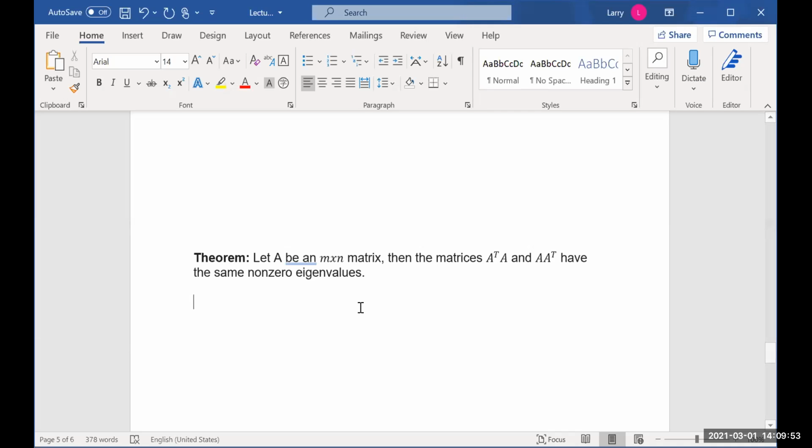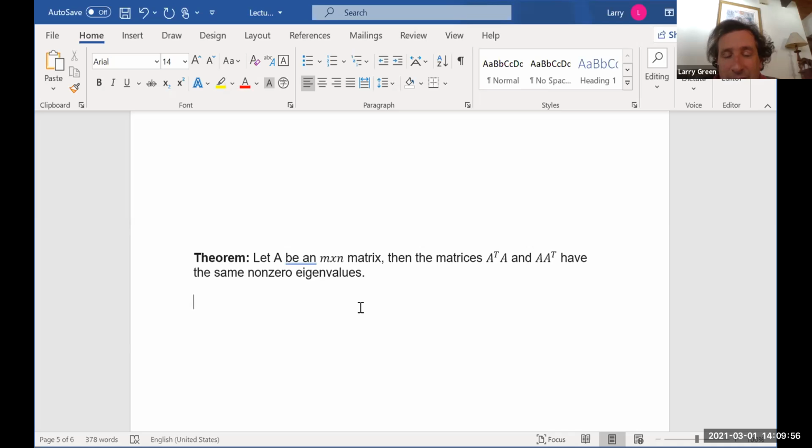But the eigenvalues are numbers. You can always compare numbers. And it turns out the numbers are the same. Any questions on this theorem? Okay, by the way, how do you show it? Any thoughts? It's actually quite easy.